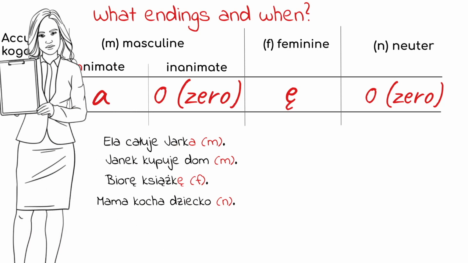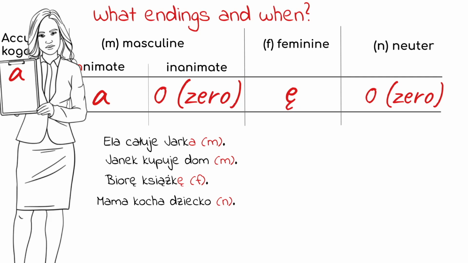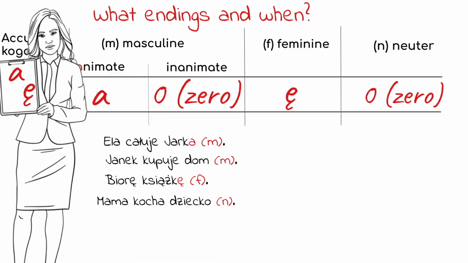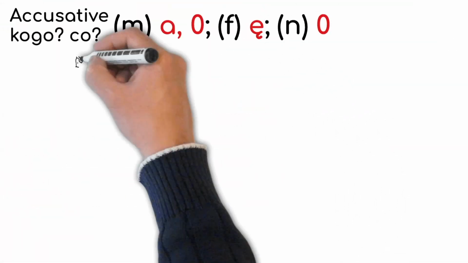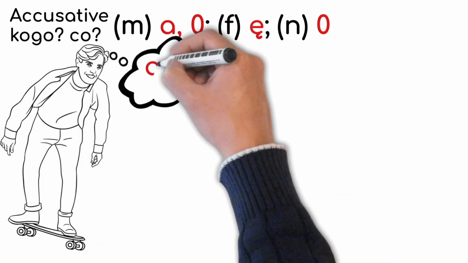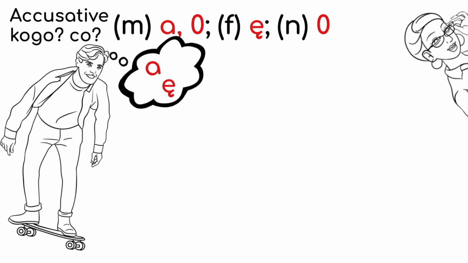The endings for the accusative case we should remember are a for masculine animate, ę for feminine nouns. So let us remember. A for masculine animate, ę for feminine nouns.